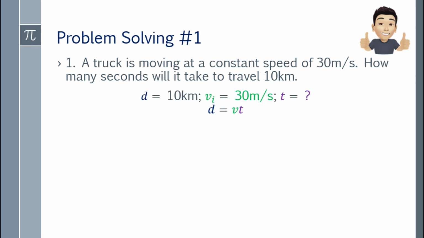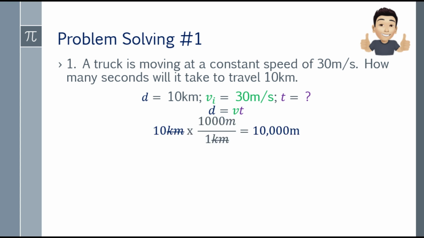So, lagay ko na yung given and formula. However, mapapansin mo, nakalagay dito 10 kilometers at yung velocity mo is 30 meters per second. Hindi nagkakasundo yung units. So, kailangan mo munang i-convert yung 10 kilometers to meters. So, that will be, kung may 10 kilometers ka, ang isang kilometer is 1,000 meters. So, that will be 10,000 meters. Pag okay na yung measurement natin, na-convert na, we can proceed to the solution.